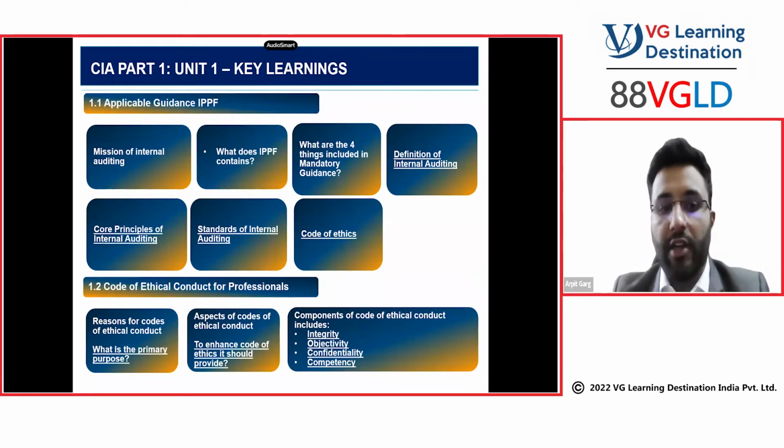After that, we are going to cover the code of ethical conduct for the profession. That will be our subunit 1.2, where we are going to cover the reasons for the code of ethical conduct. What is the primary purpose of having the code of ethical conduct? This is very important to understand.